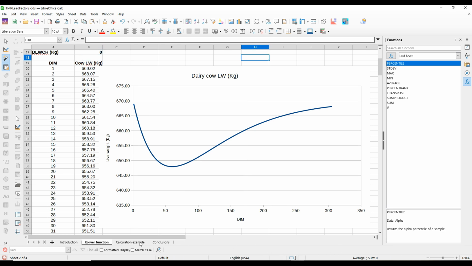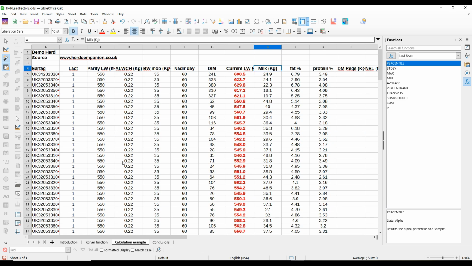Okay, now let's move quickly to the actual calculation example. The source of the data is this website. It's a demo herd. The data can be downloaded freely. The file has the identification number of the cow, the lactation number, day in milk, milk production, fat and protein content of the milk. Of course, there are missing data here, like live weight change, and so on. I used default values for this.